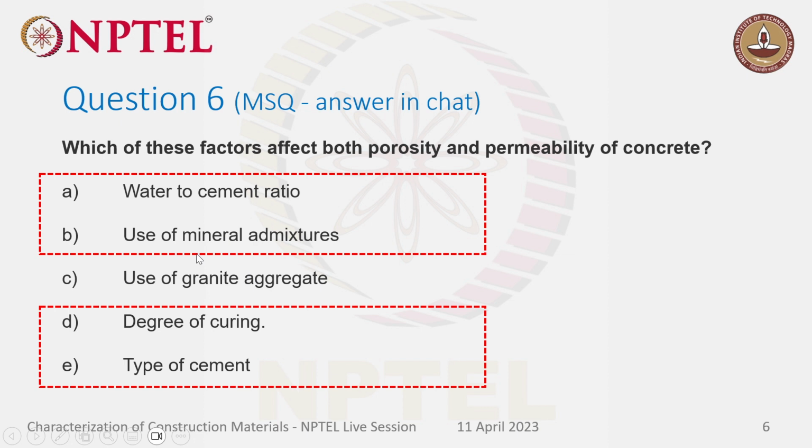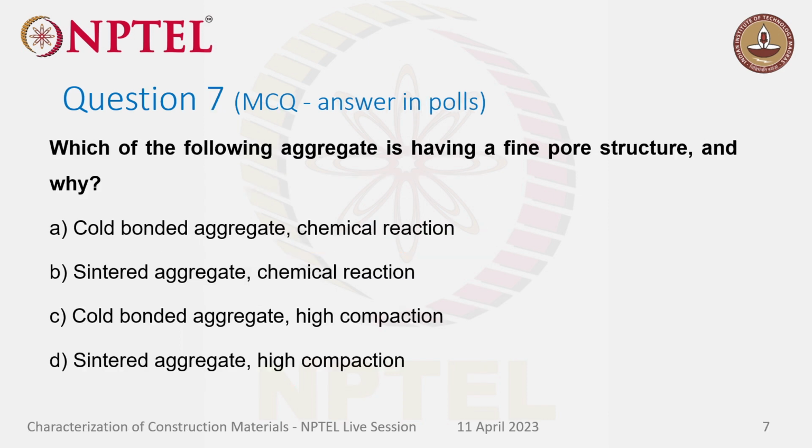Like when you have some mineral admixtures like fly ash or slag or LC3 type, LC2 type of mineral admixtures, it can affect. And use of granite aggregate might not vary the porosity. Okay, that is not the right option. So the answer is A, B, and D, E. Okay. So now let's move to question number 7.